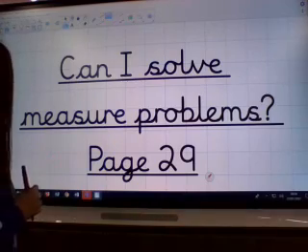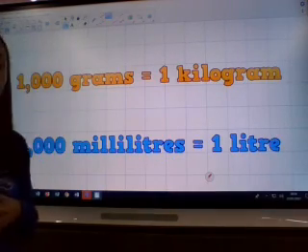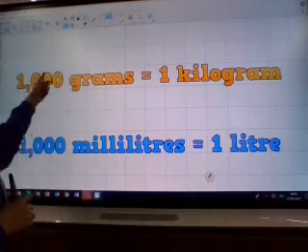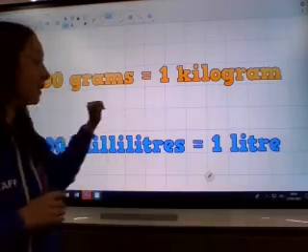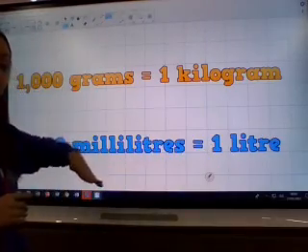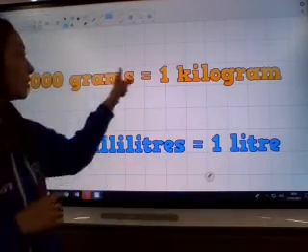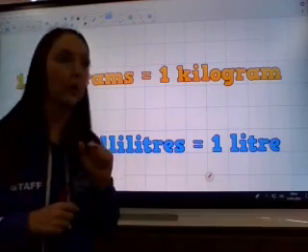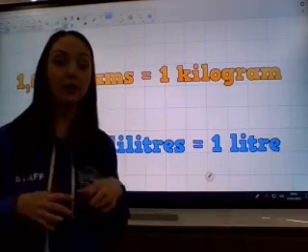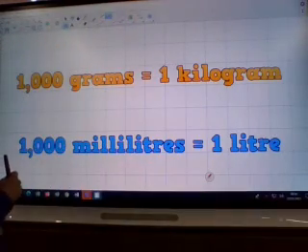Okay, so before we get started, I have got a couple of reminders on the board for you because you're going to need these today. So 1,000 grams equals 1 kilogram and 1,000 millilitres equals 1 litre. Don't worry about the millilitres one for now. We just need to worry about this one for the first question. So 1,000 grams equals 1 kilogram. You can jot that down if you want to or try your best to remember it.